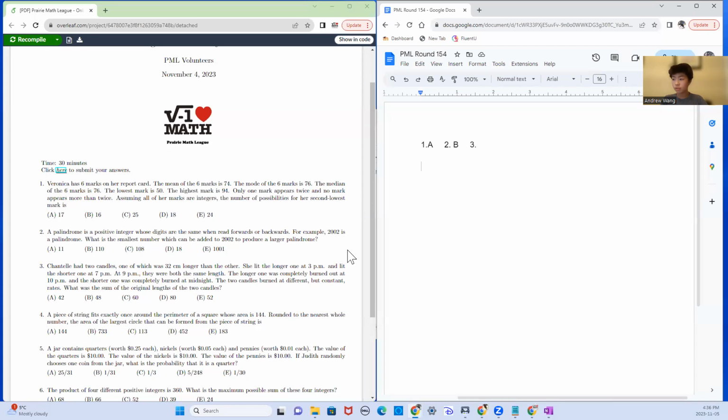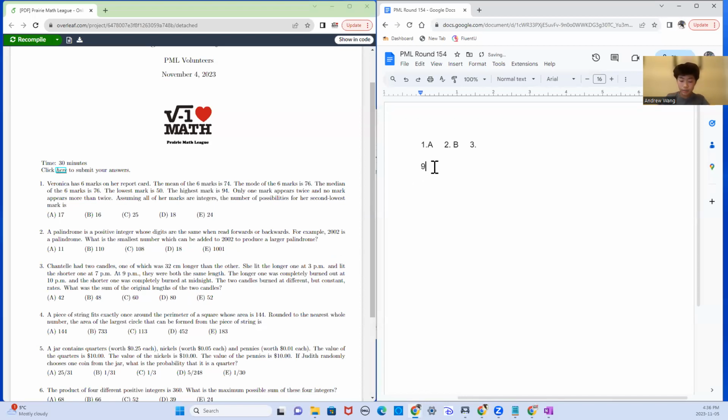The longer one was completely burned out at 10 p.m. and the shorter one was completely burned out at midnight. The 2 candles burned at different, but constant, rates. So what was the sum of the original lengths of the 2 candles?